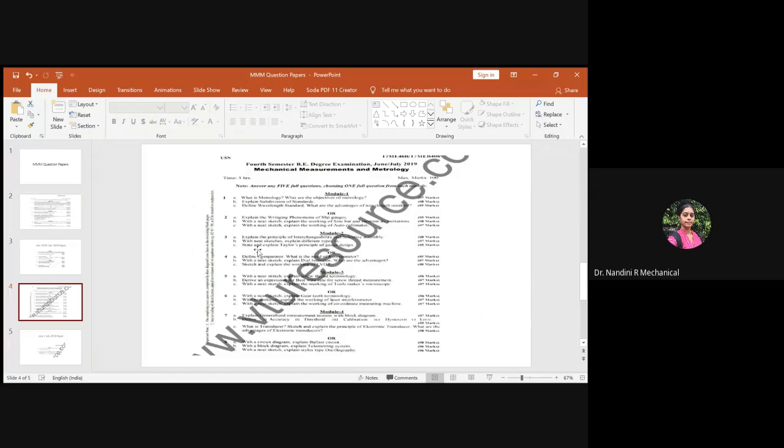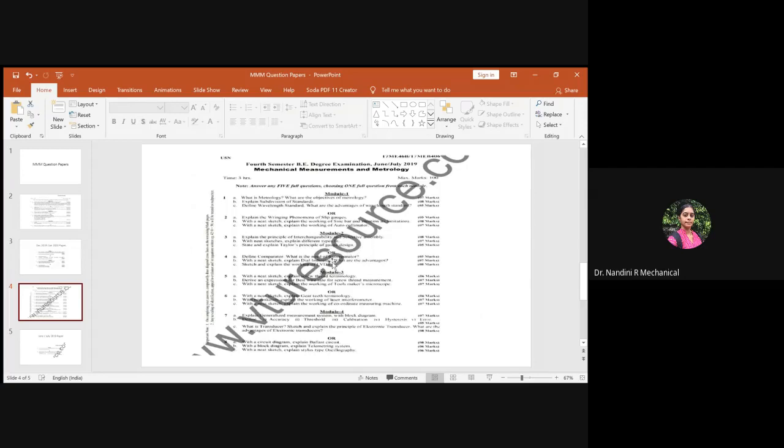And then they have asked you to explain the classification of fits with respect to sketches. So explain all the types of fits with a neat diagram. And lastly, they have asked you to explain Taylor's principle for gauge design. It is for 5 marks. So you can explain what the Taylor principle is with respect to our gauge design.